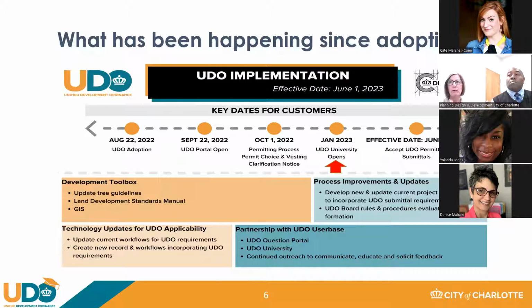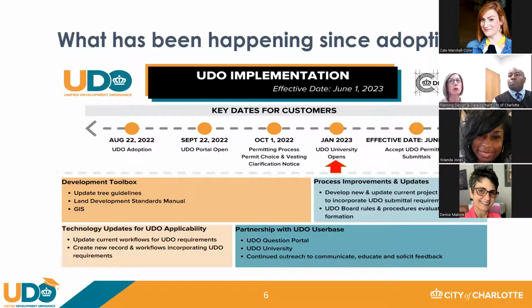There have been some folks who assumed that once it was adopted in August that it was in effect, but we have this time until June 1st to get this training and education out, and then we'll be accepting plans based on the new UDO. But what staff has been doing in the meantime, as you can only imagine with an 800-page document with lots of technical information, is trying to get this incorporated into our work processes and our applications.